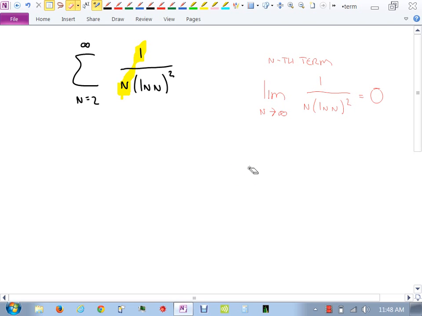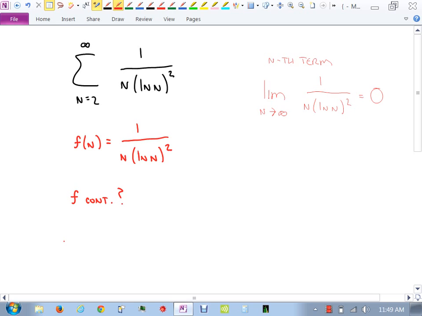So it looks like the only other method we know, the only other test we know, is the integral test, right? So let's define our f of n to be equal to 1 over n natural log n squared. What are the things I need to check for? Okay, I'm going to first do continuity. Is it continuous?